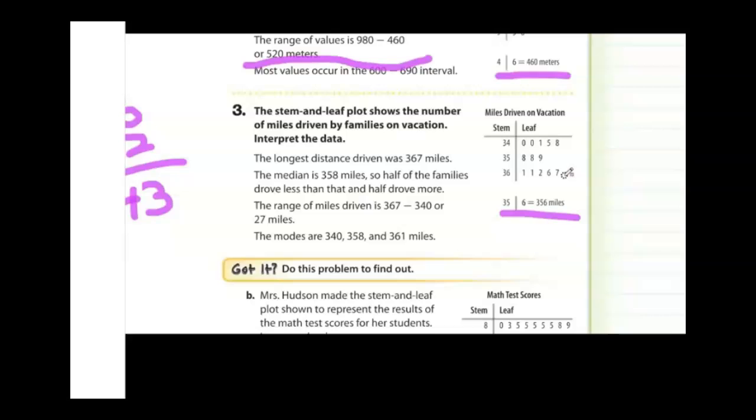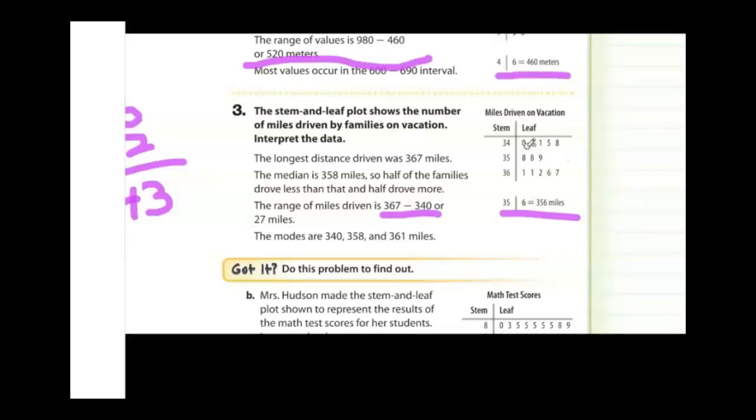The greatest value is 367. So to find the range, we're going to subtract 340 from 367, and the range is 27 miles. Okay, so these are the miles that people drove when they went on vacation, when they asked a certain number of people. So as far as mode goes, 340 happens twice, 358 happens twice, 361 happens twice. There are 3 different modes.